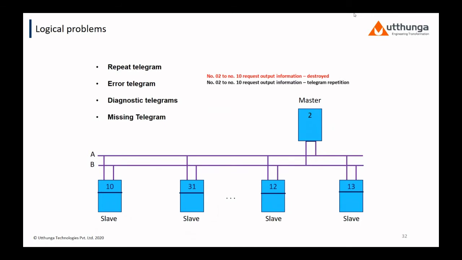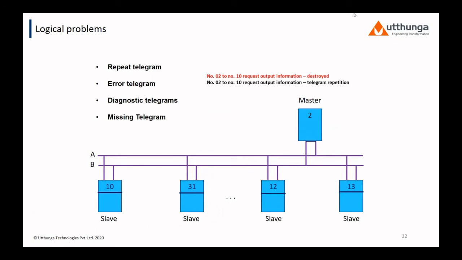And what is external diagnostics? External diagnostics means the power cable of this slave has a wire break, or some backplane issue. If you see a Siemens controller or Siemens IO module, there will be a backplane at the back side to connect the IO modules. Sometimes this backplane will have a loose connection. This will also create a diagnostic telegram in the network.